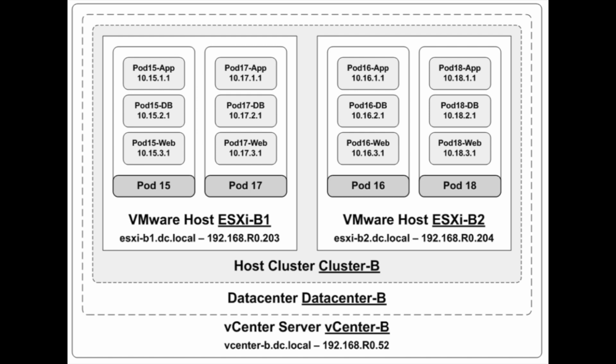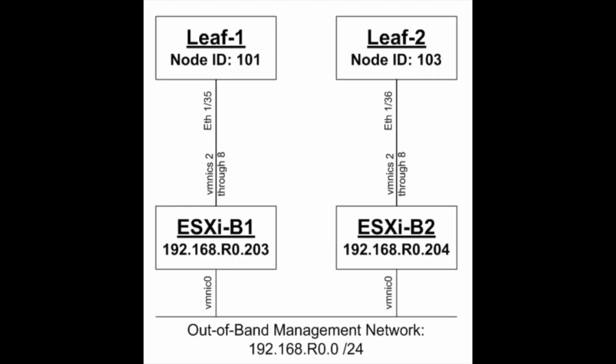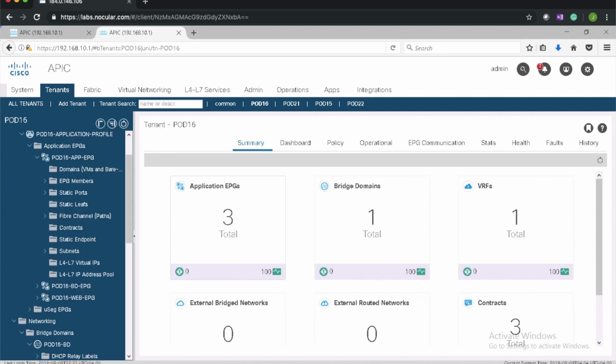We will be working on the B2 host and configuring port 16. This is how the physical topology looks like. Host B2 is connected to leaf 2 on Ethernet 1/36.